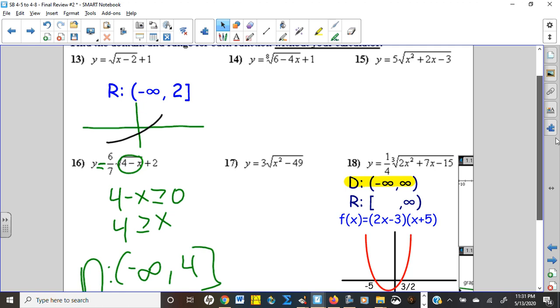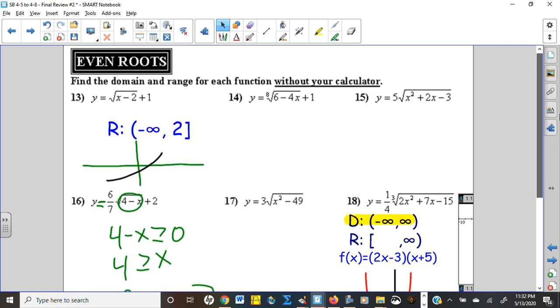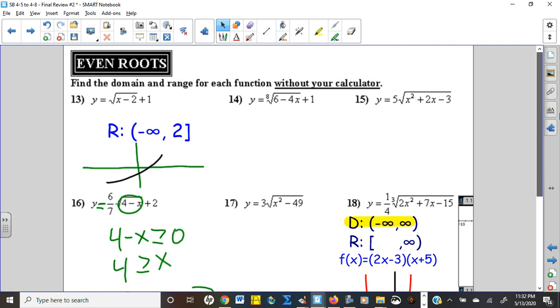This is not something I would worry about on a comprehensive final. But we saw one like that back, you know, on page like 19 or 20 when we were doing the even root assignments to begin with. Actually, I think it was after that. It might have been more like page 27 or 28. But whenever it was, we saw the root functions.